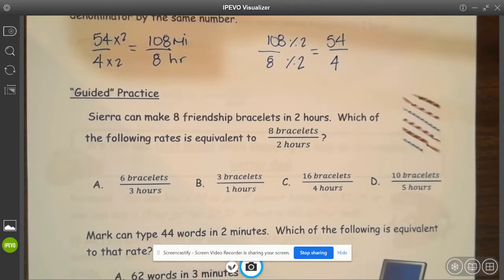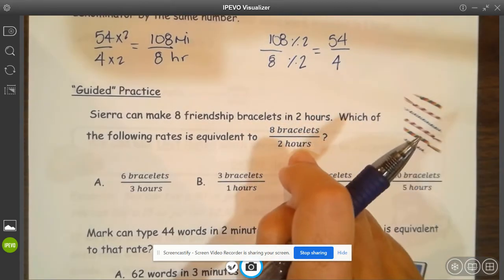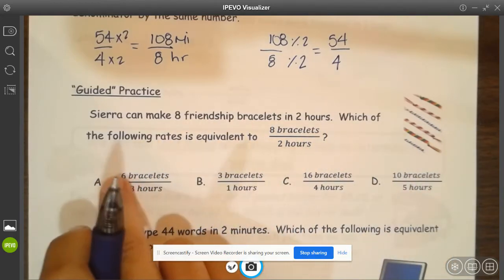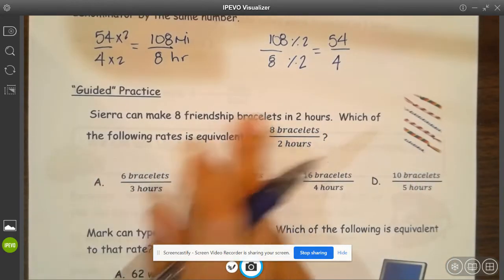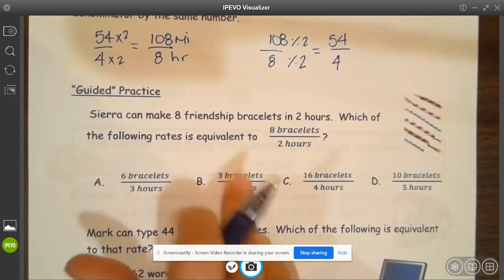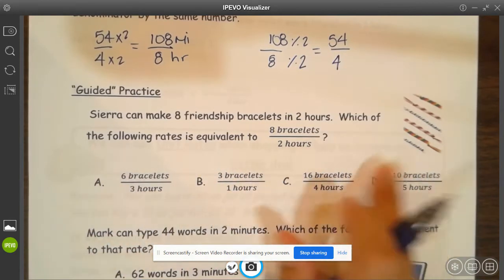So it says Sierra can make 8 friendship bracelets in 2 hours. Which of the following rates is equivalent to 8 bracelets over 2 hours? All right, let's see. Is there any number multiplied or divided by 8 that will give you 6? No, this is not equivalent. This neither, because 8 does not divide by 3. So nope. What about this one?